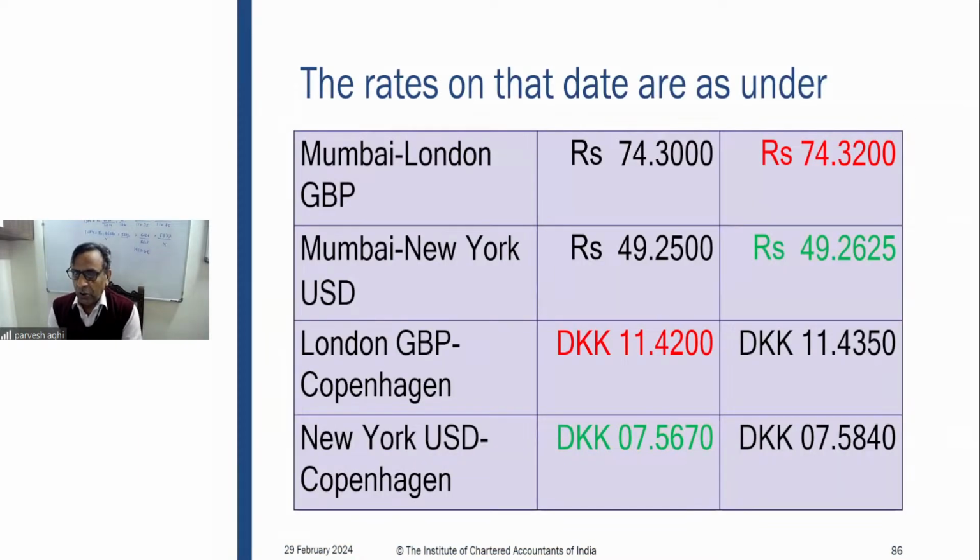So the rates on that date are as under. In the question paper, the rates were given, but I have just made them red and green. So these are the rates which we are going to use. That's why I have marked them. So the rates are Mumbai, London, 1 Great Britain pound is equal to rupees so and so.